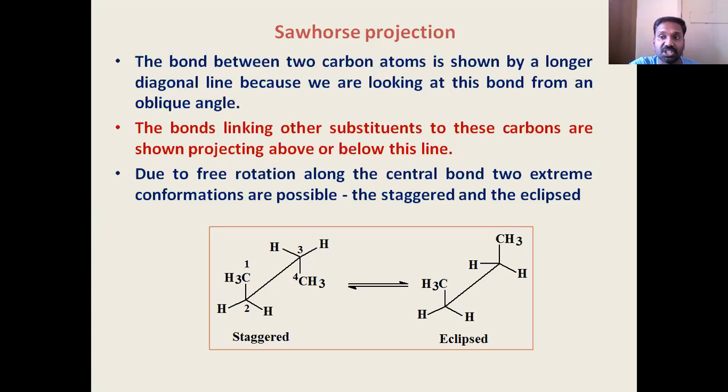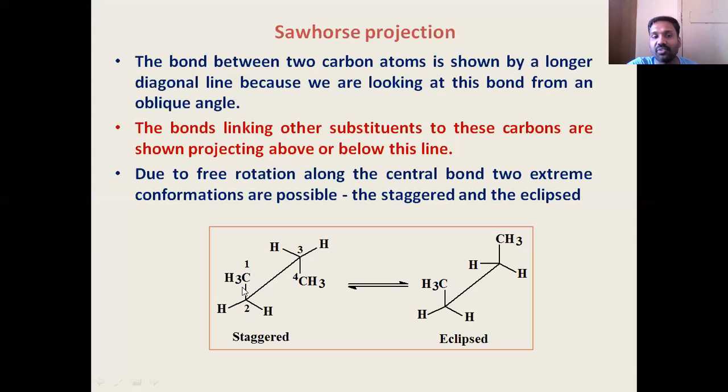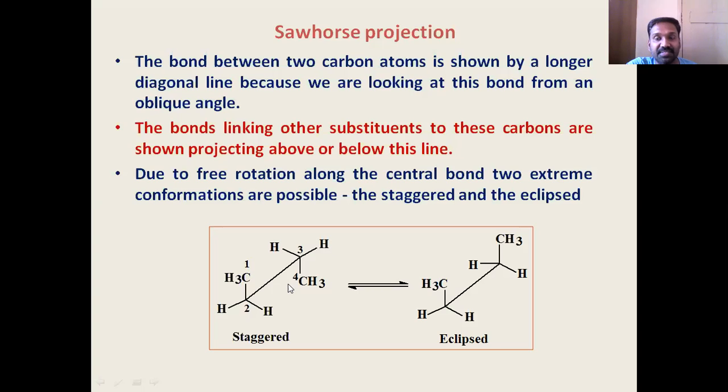In the Sawhorse projection, what we do is we tilt this molecule a bit. So instead of keeping our eye in this line, we will keep our eye here. In Newman's projection, we are viewing the molecule up front, whereas in Sawhorse projection, we are viewing the molecule sideways. Please remember, sideways. What do we mean by sideways? This is our view, the C2 and C3 bond.